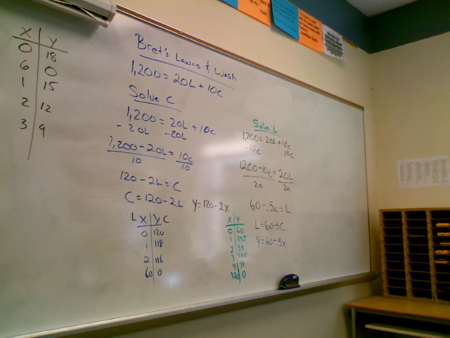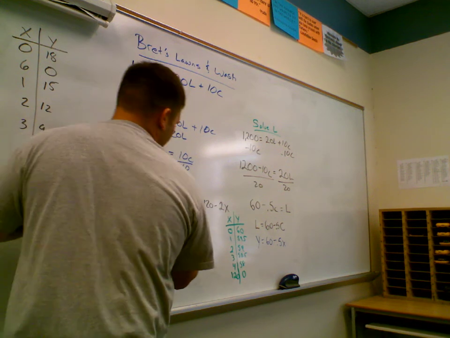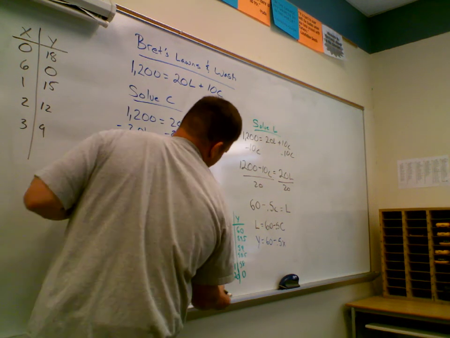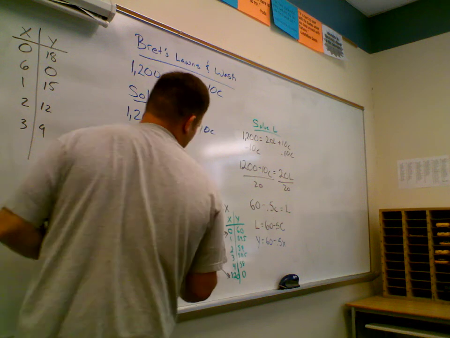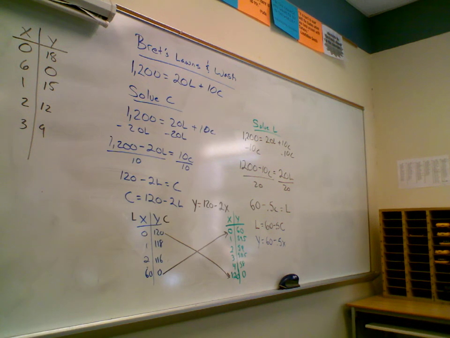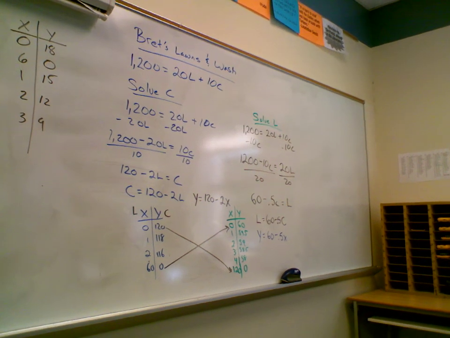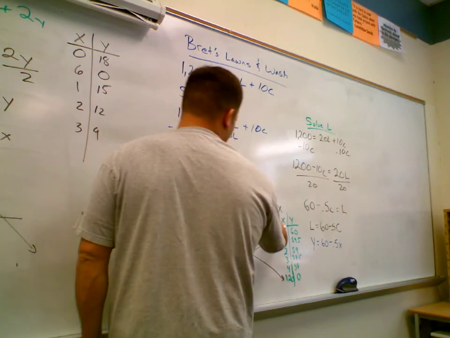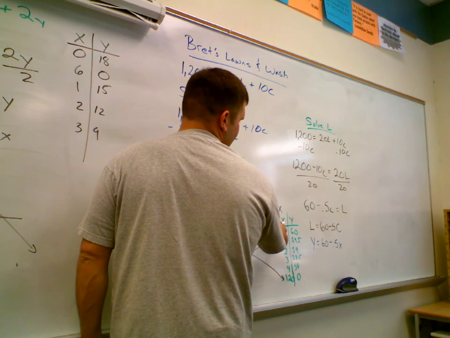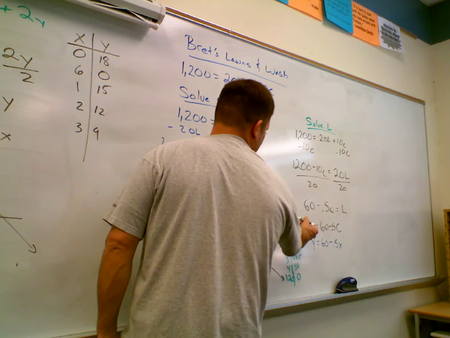Now, if I compare my green table to my blue table, do you see any combinations that are the same? Yes. Which ones, Faith? The zeros. 0, 120 is the same as 120, 0. Yep. 60, 0 is the same as 0, 60. Why is it the case? What happened with our x's and our y's? They switch. Because in my green table over here, x is C and y is L.